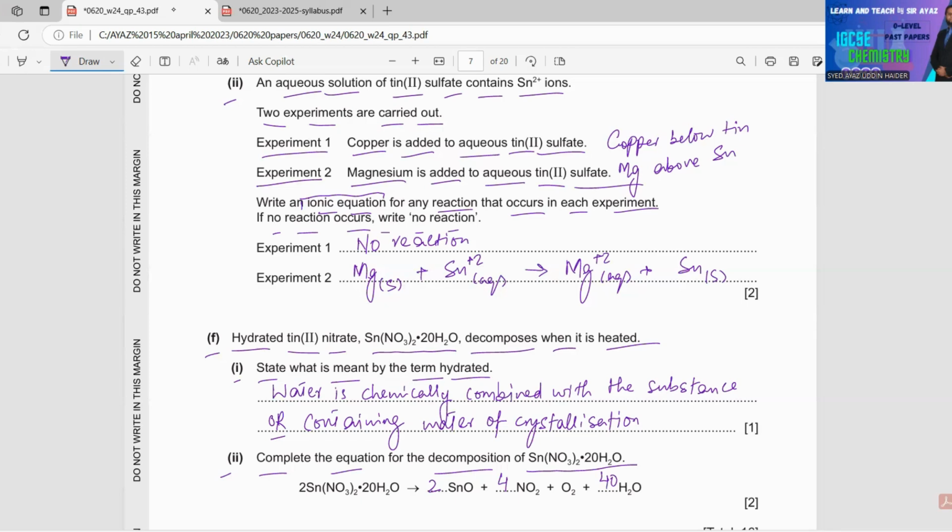Let's count the oxygen. You have 3 times 2 is 6, 6 plus 20 is 26. 26 multiplied by 2 is 52. On the right, you have 2 plus 4 to the 8, 8 to 10, 10 plus 2 is 12. Yes, 12 plus 40 is 52. Oxygen is balanced. Equation is balanced now.